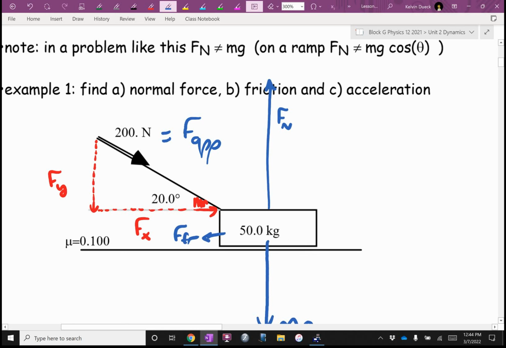What else? I think I got F applied right there. Right? I started to think, don't I have to put F applied? No, it's there. Okay. I think I got everything.